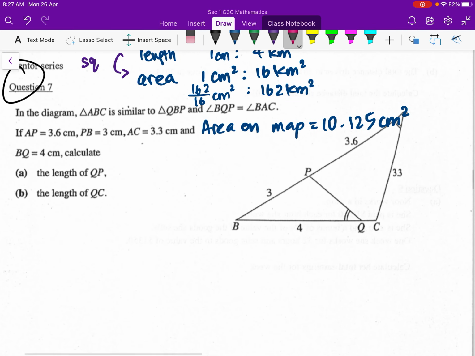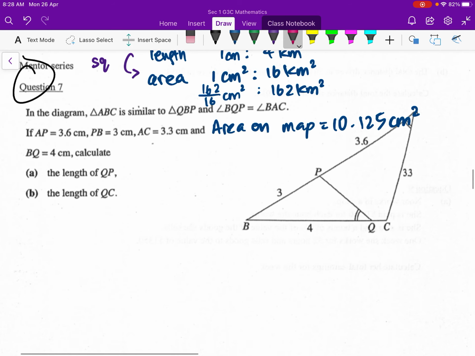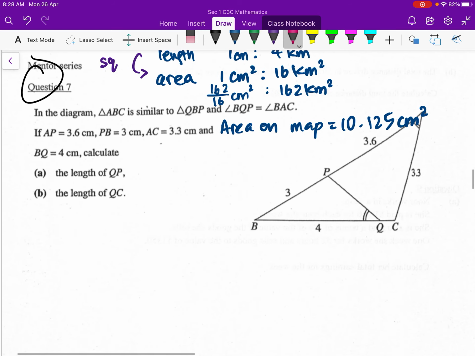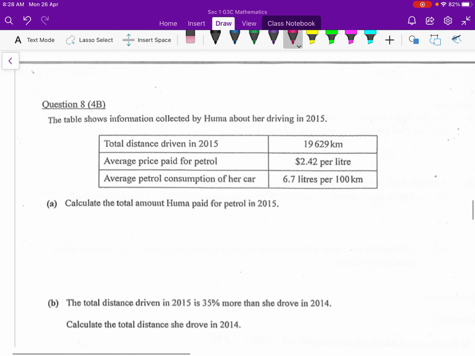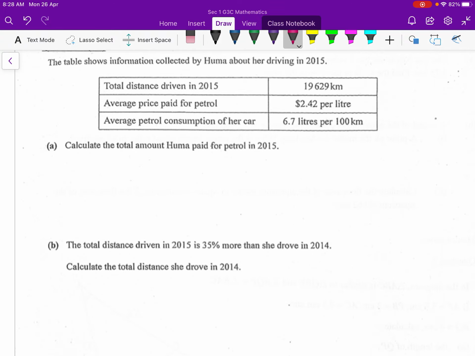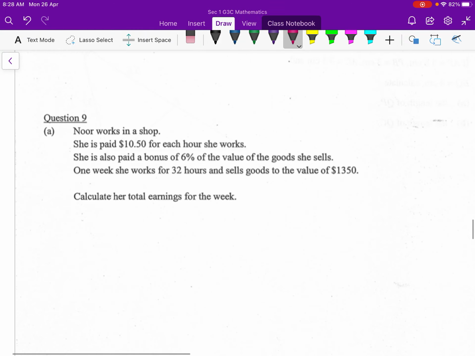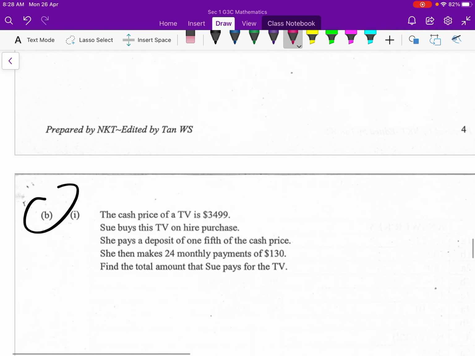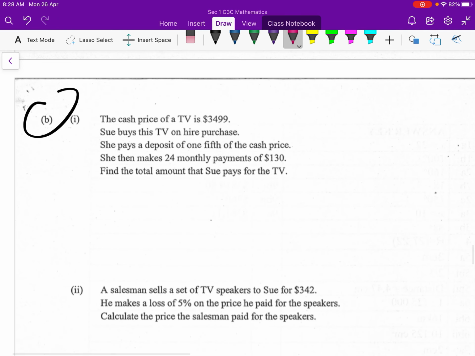Anybody needs me to go through? Don't say okay. Aiza? Arisha? Question 7. Oh, okay, ready. Okay. Question 8. 8 is simple. Don't want to go through. Question 9 also don't want to go through. Question 10. I will go through question 10.